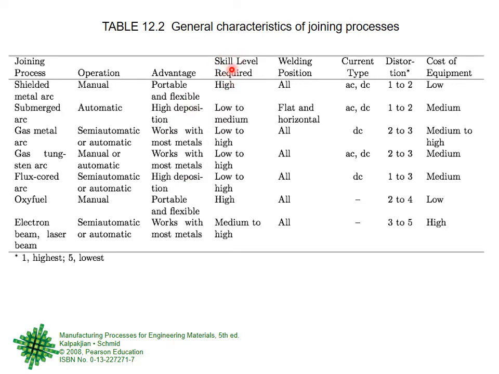Skill level required. This is a high level for electric arc welding, so high. But this one, because it is more automatic, is low to medium. So what type of skill level is required? Welding position: flat, horizontal, all. Current type: AC, alternating, or DC, direct current. How much distortion is there? 1 is highest, 5 is lowest. 1 to 2 means a high amount of distortion can happen due to welding. So then you will have to think that during welding, your design and your shape and your geometry has now been distorted. So how will you correct it? And the cost of equipment: low, medium, and so on.